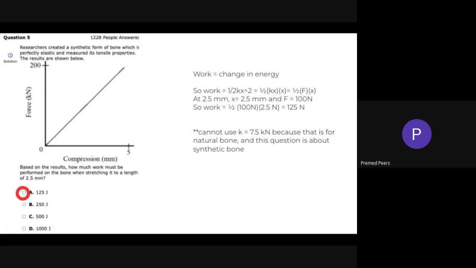The way they had it is because work equals force times distance. I don't know how to use that. Sorry, I'm getting a little bit confused.